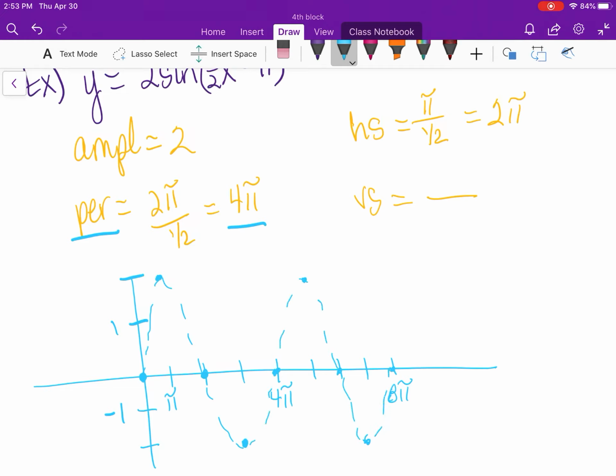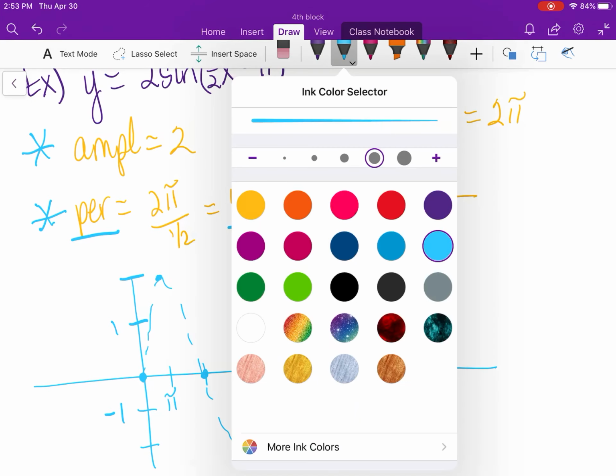Now I'm just going to make a dotted graph here because this is not my final graph. Okay, this graph that I just made is for an amplitude of 2 and a period of 4 pi. I still have a horizontal shift of 2 pi.